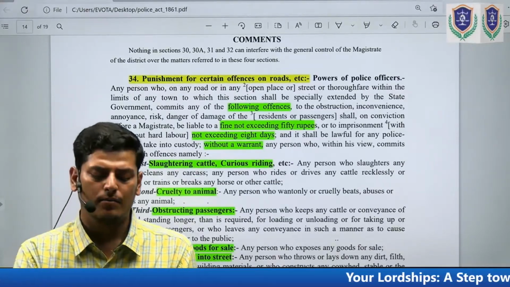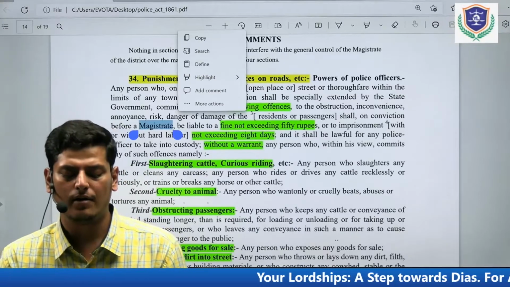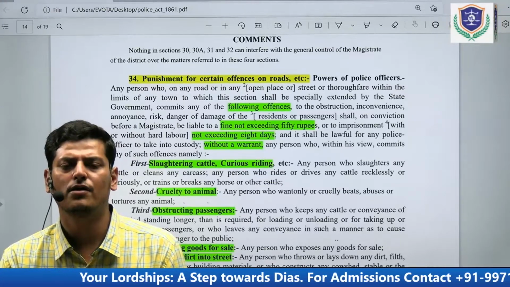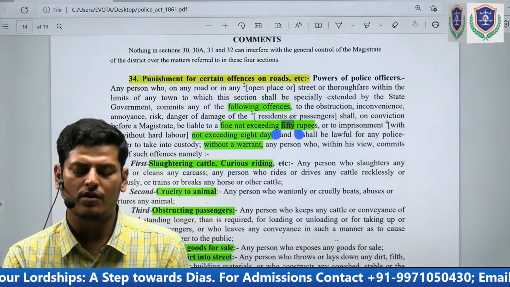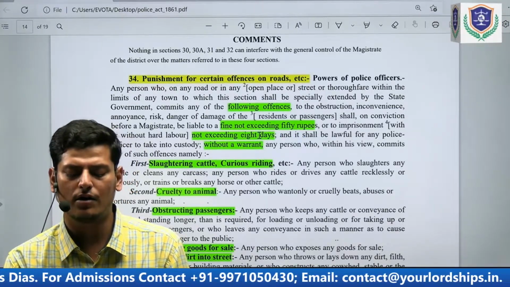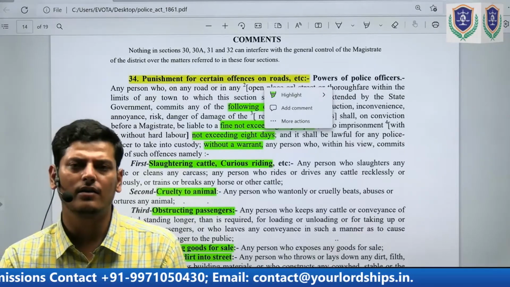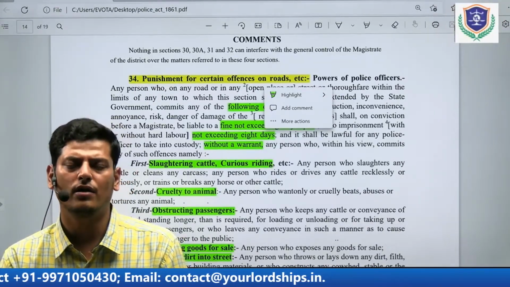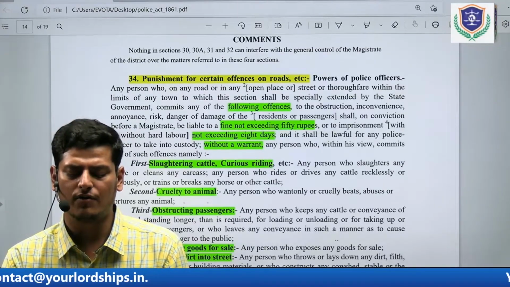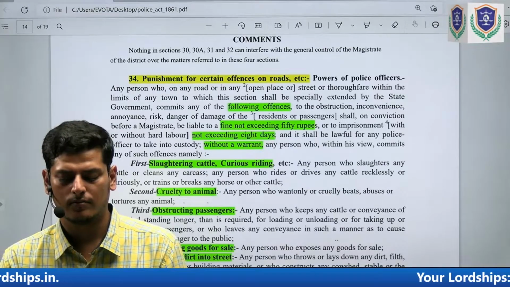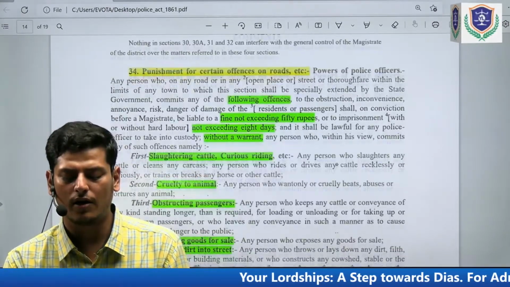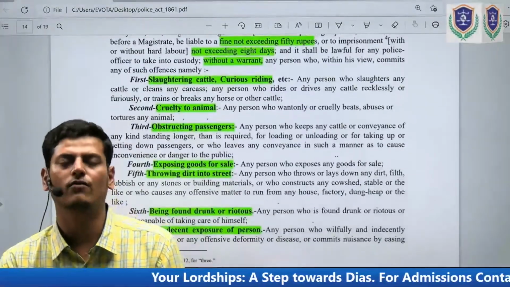Then कौन करेगा? Magistrate. On conviction before a magistrate, be liable to a fine not exceeding 50 rupees. क्या क्या punishment दे सकते हैं? 50 रुपीज तक की फाइन मिल सकती है, और imprisonment with or without hard labour not exceeding 8 days, 8 दिन की imprisonment, up to 8 days, और फाइन not exceeding 50 rupees. And it shall be lawful for the police officer to take into custody without a warrant any person who within his view commits any of the following offenses.